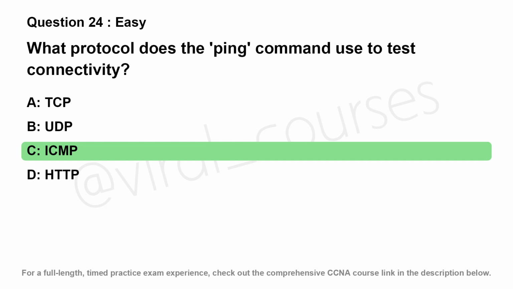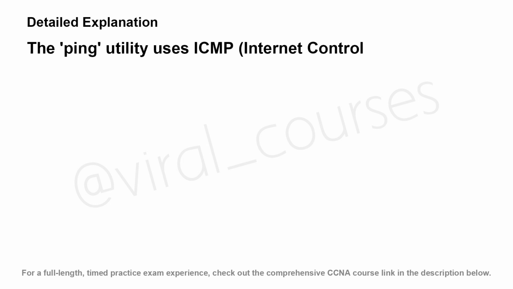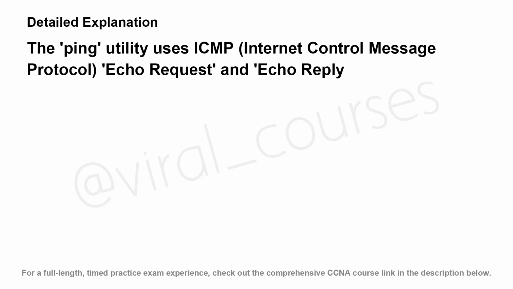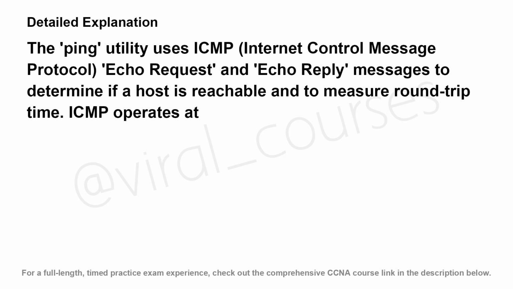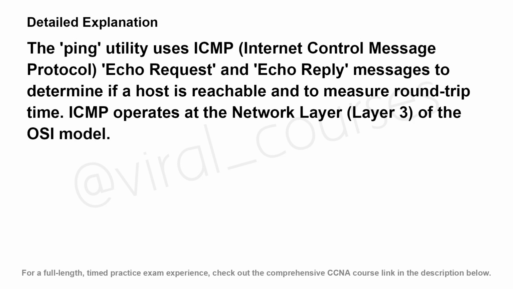The correct answer is C. The ping utility uses ICMP, Internet Control Message Protocol, echo request and echo reply messages to determine if a host is reachable and to measure round trip time. ICMP operates at the network layer, layer 3, of the OSI model.